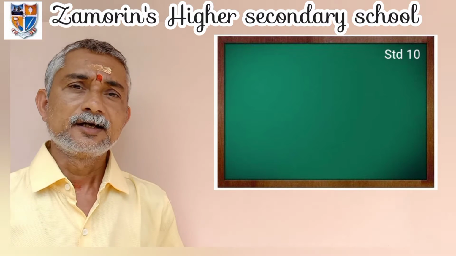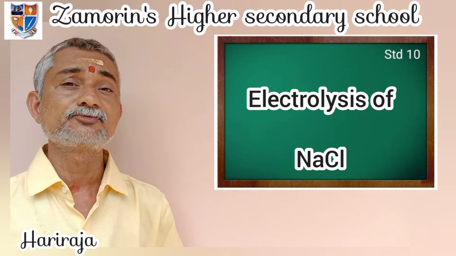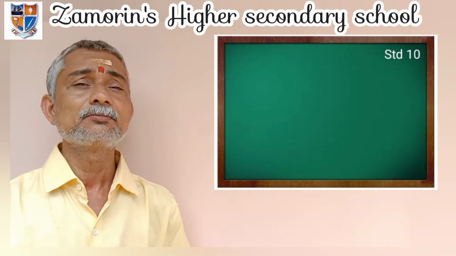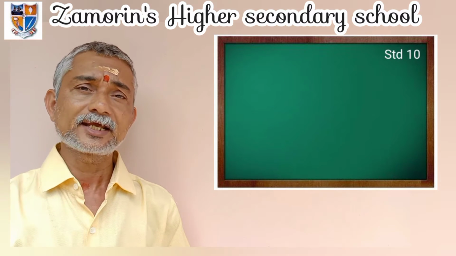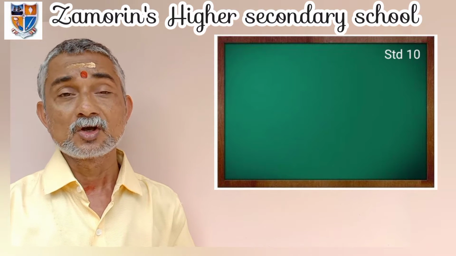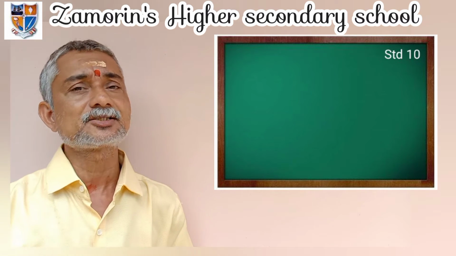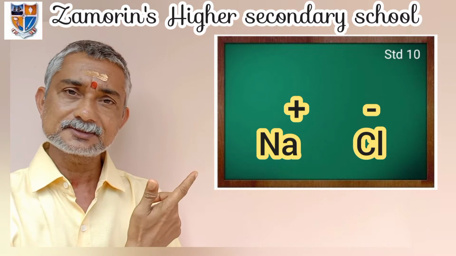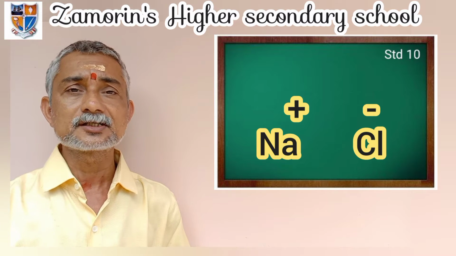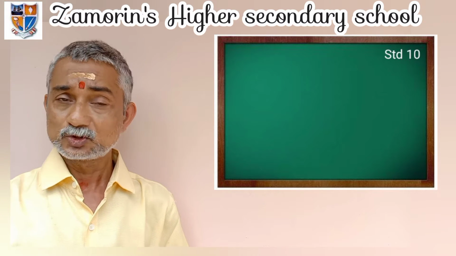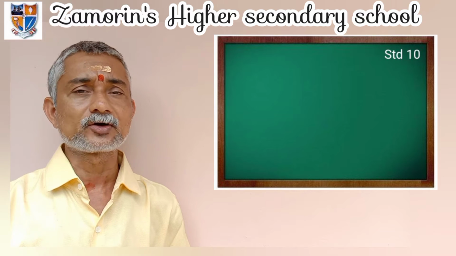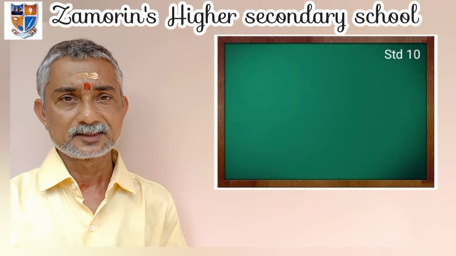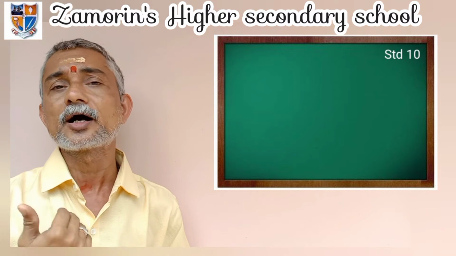Dear students, now we can move to the electrolysis of sodium chloride. The solid sodium chloride is not a conductor of electricity. So, when it is in a molten state, it will conduct electricity. That is, Na+ and Cl- ions carry the electricity. So, molten sodium chloride conducts electricity and undergoes electrolysis. That is, it splits up into two ions.